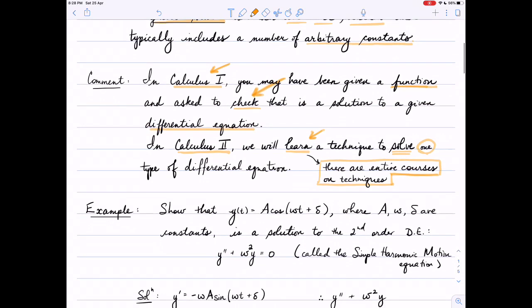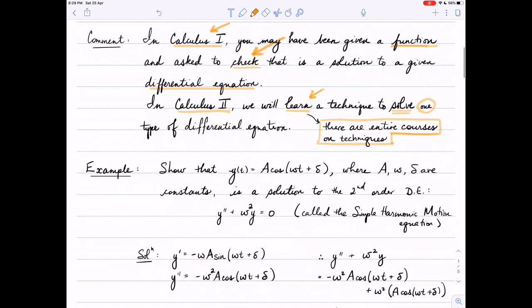So the first example, which you may have seen in Calculus 1: show that y of t equals A cos of omega t plus delta, the Greek letters omega and delta, where A, omega, and delta are constants, is a solution to the second order differential equation. It's second order because the highest derivative present is the second derivative: y double prime plus omega squared y equals 0.